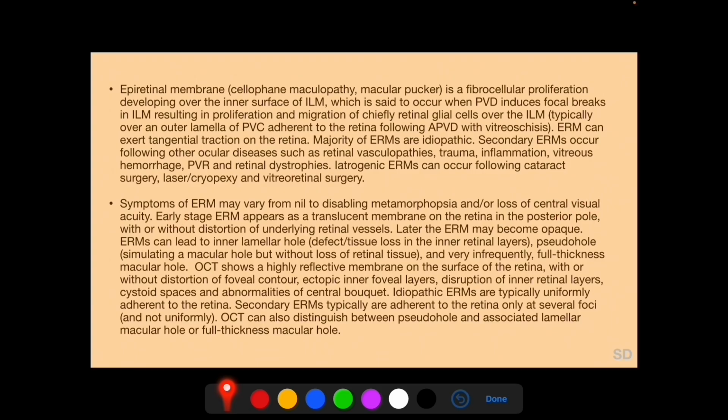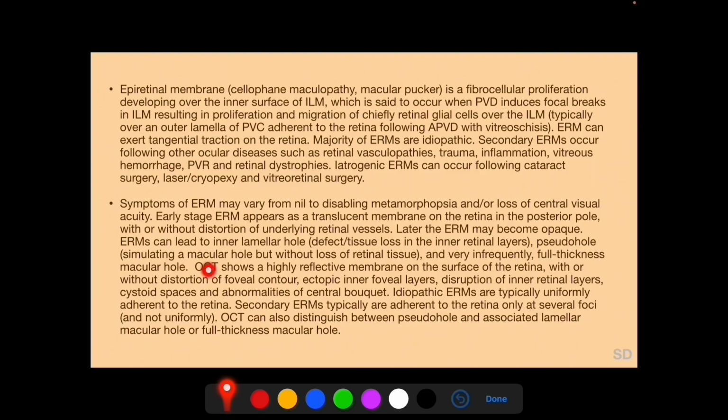Early stage epiretinal membrane appears as a translucent membrane on the retina in the posterior pole with or without distortion of underlying retinal vessels. Later, the epiretinal membrane may become opaque. Epiretinal membranes can lead to inner lamellar hole, pseudohole, and very infrequently full-thickness macular hole formation.